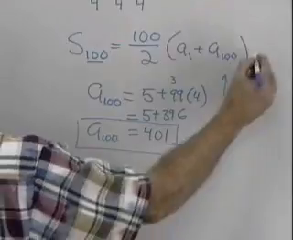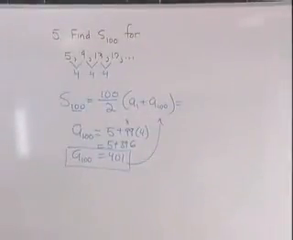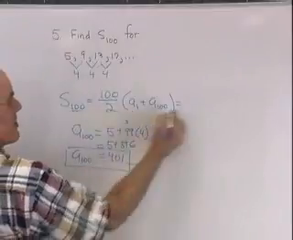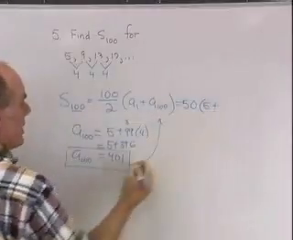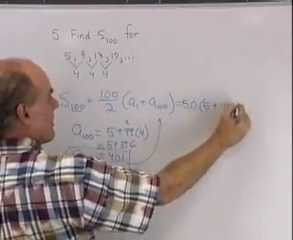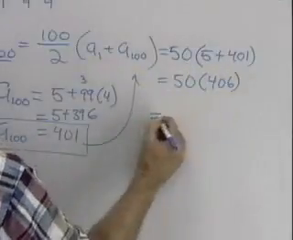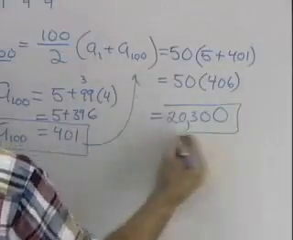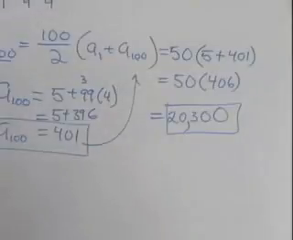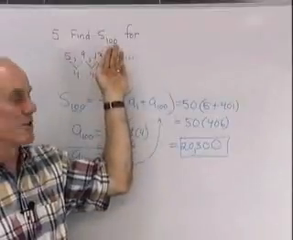Now I'll substitute that back in here, and we end up with, let's see, am I going to go off the screen here? Can we go over to that side a little bit? There we go. Okay. So 100 over 2 is 50 times A sub 1 is 5 plus A sub 100 is 401. So I have 50 times 406. Let's see if I can do this. 30 and then 20. 20,300. Let me just check my sheet here and see if that's right. That's right. 20,300.